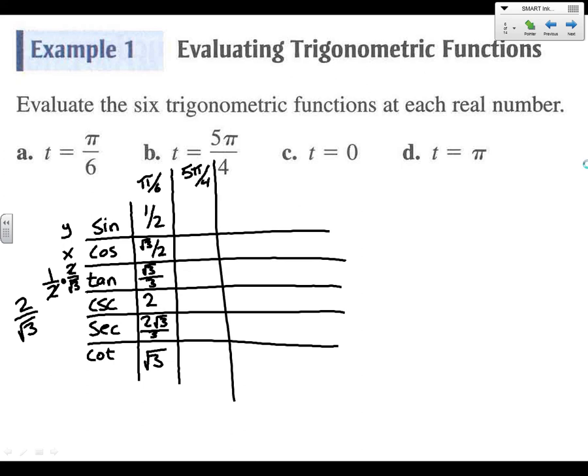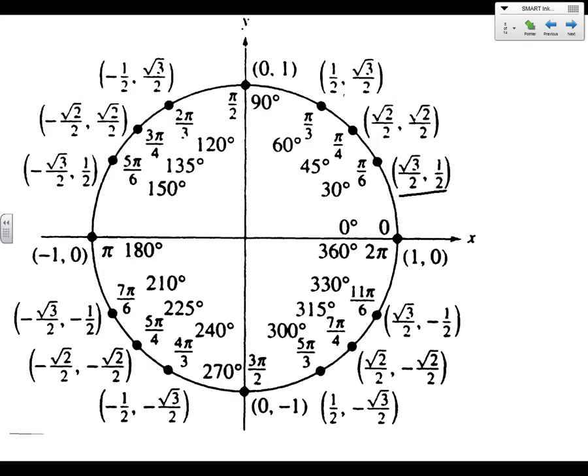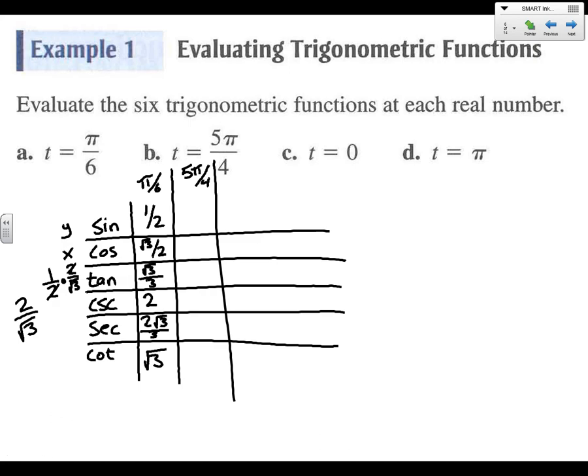I'm going to flip back and take a peek and see what our x and y values are. At 5π/4, trying to find it, it's right down here. Both of our values are -√2/2. So we know our cosine and we know our sine immediately. -√2/2, -√2/2, and the flips of both of those are going to be both negatives, and we're going to have 2√2/2, which is just √2.